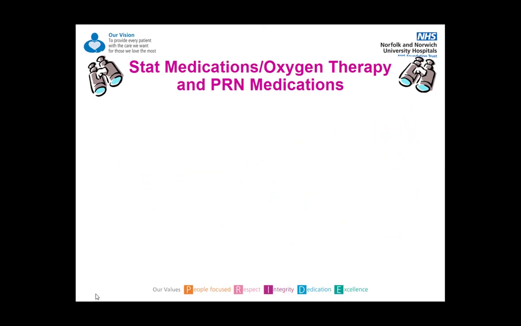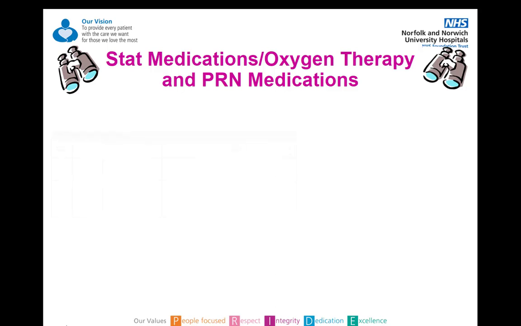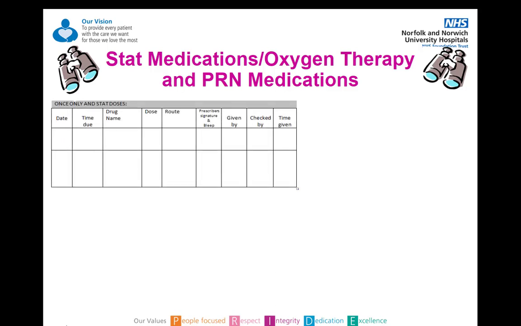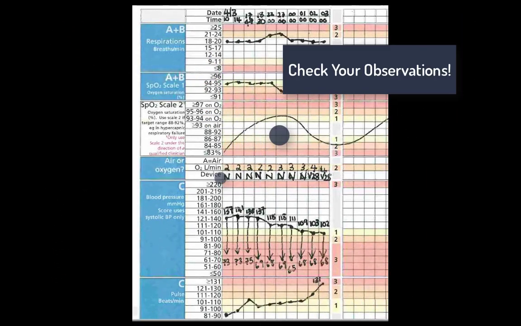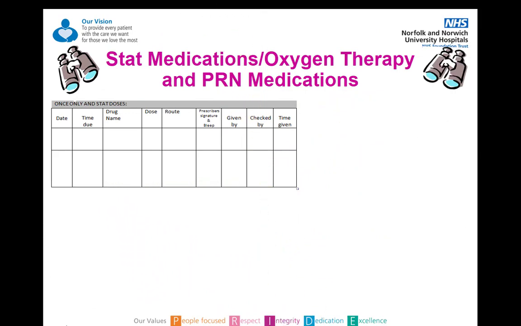So, stat medications and oxygen therapy, as well as PRN medications. Before administering stat medications, you should ensure that this is not contraindicated by any other prescribed medication or the patient's condition. So if they're prescribed an antihypertensive, I'm going to use this as an example again, we check with the examiner what the blood pressure is before we decide whether it's given. Remember, the R's of medicine administration is key throughout the whole of your implementation station.